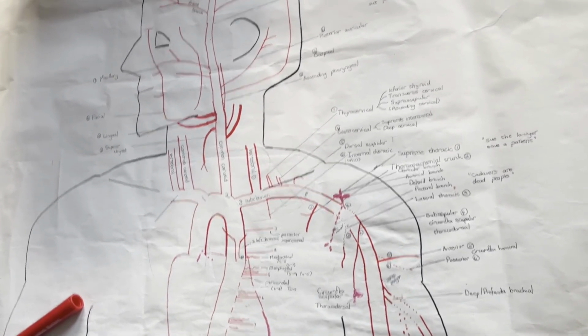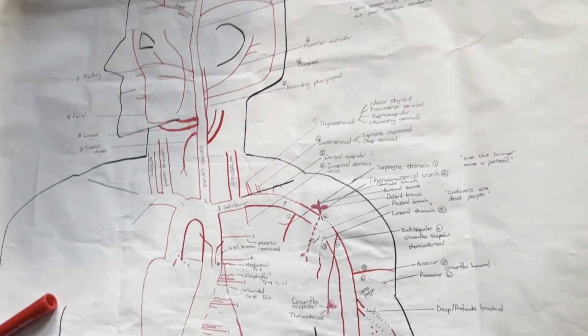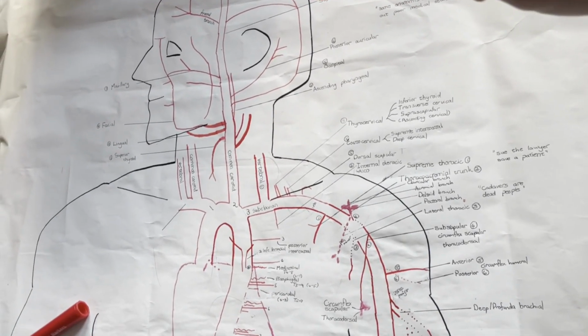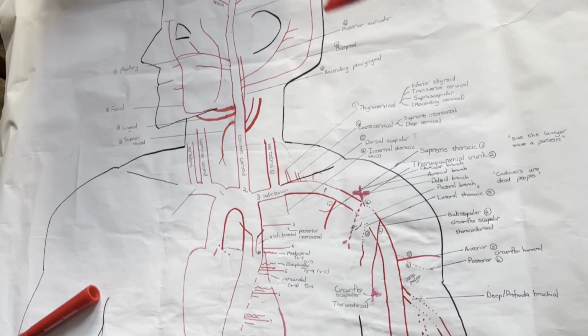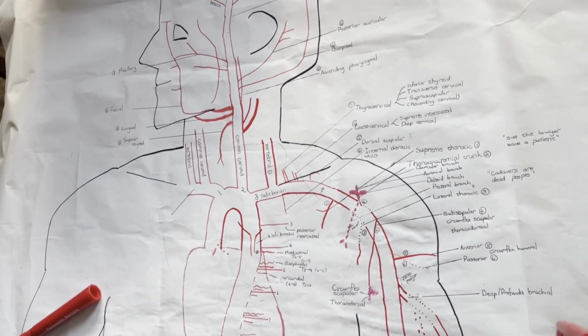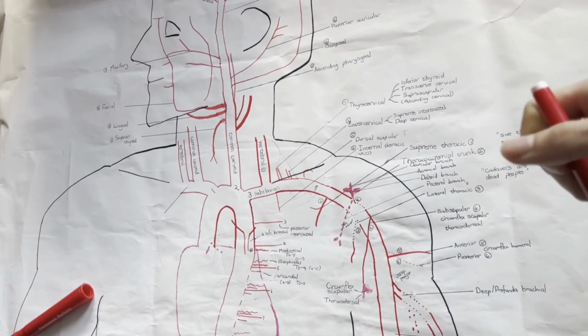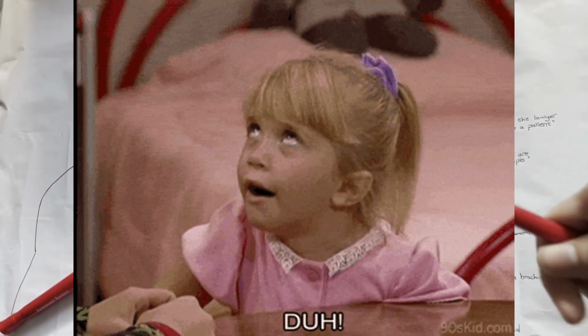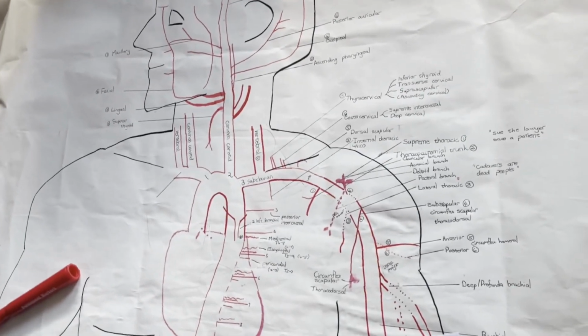Hey guys, this is going to be a very short video because I'm simply going to do the external carotid branches, and then the internal carotid I will do in the same video as the circle of Willis. It is basically the circle of Willis, so that's why that's going to be a separate video.